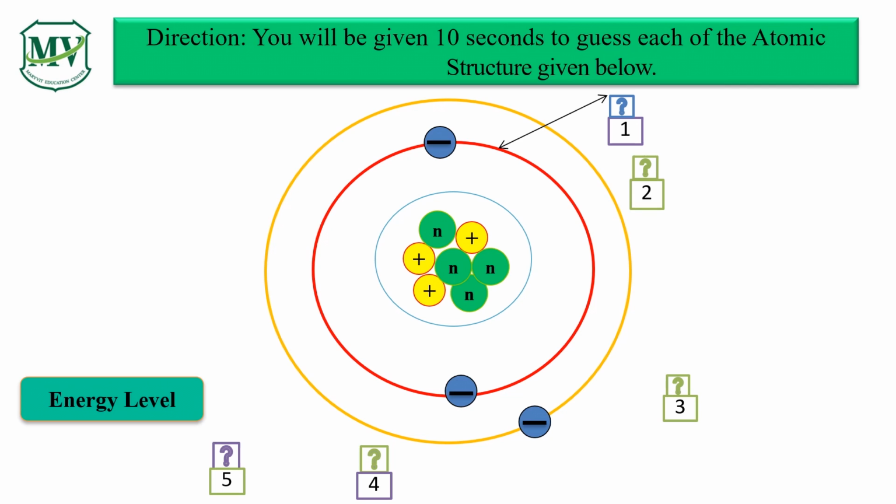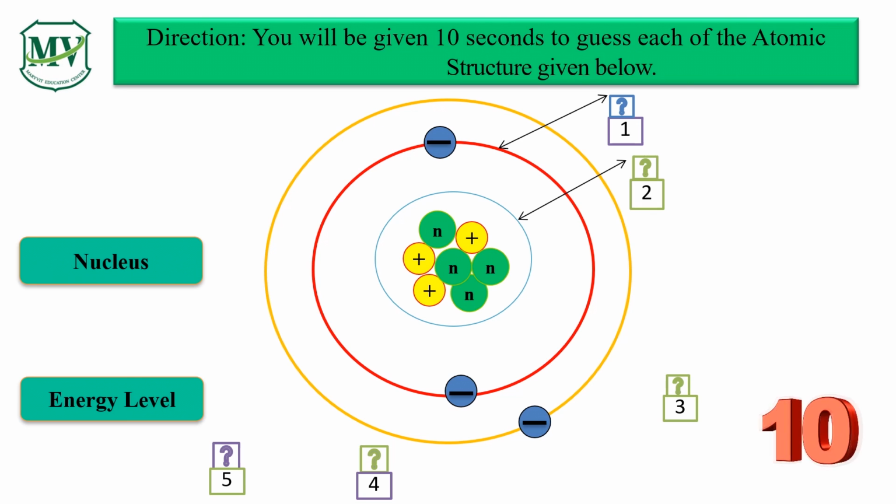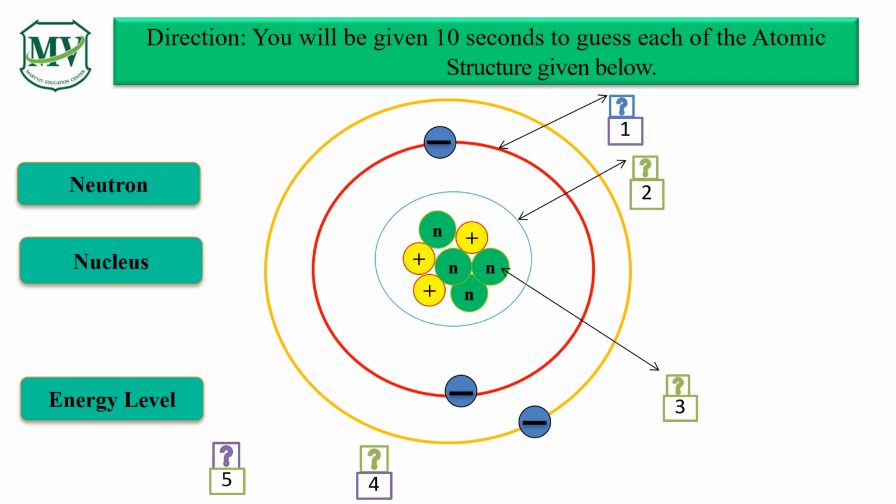Next, number 2. What is that? Your 10-second timer starts now. Good job! Number 2 is the nucleus. And how about number 3? Your 10-second timer starts now. Well done! The correct answer is the neutron.